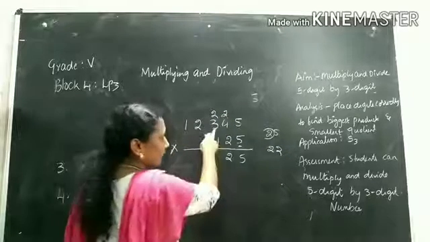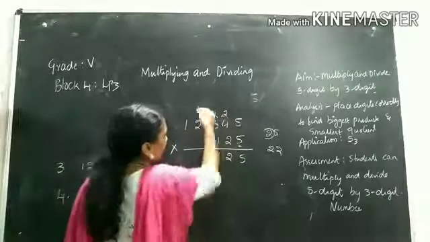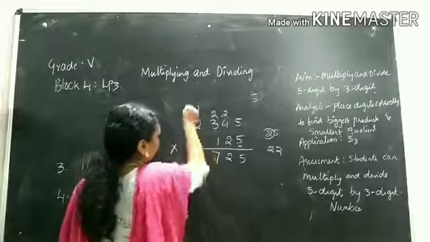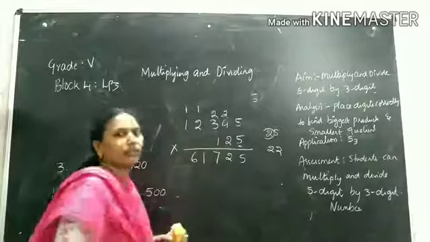Next, 5 3s are 15. 15 plus 2, 17. Okay. 5 2s are 10. 10 plus 1, 11. 5 1s are 5. 5 plus 1, 6. Got it, children?